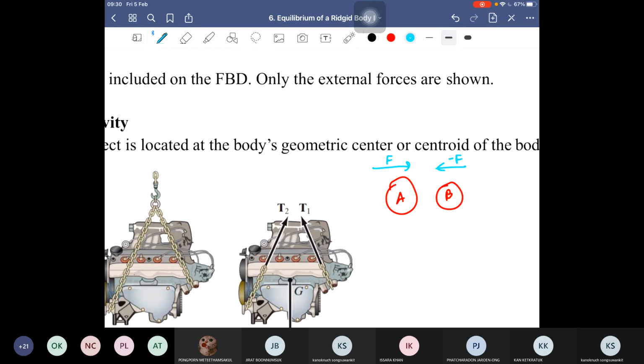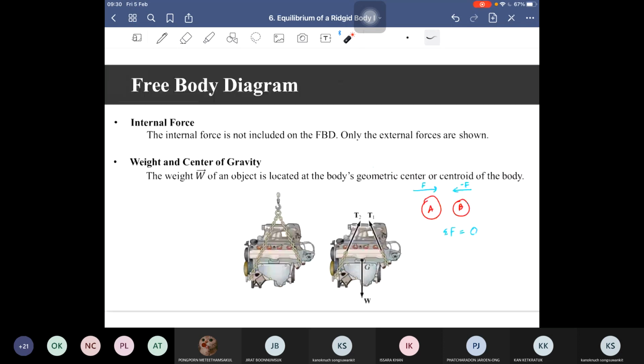It is F and minus F. We have the resultant force F equal to 0. Therefore, these 2 forces cancel each other, and we assume that there are no external effects created in the body. Therefore, for the free body diagram in 2 dimensions, we will consider only the external forces because we assume that all the internal forces cancel each other already. Okay, so the internal force is not included.